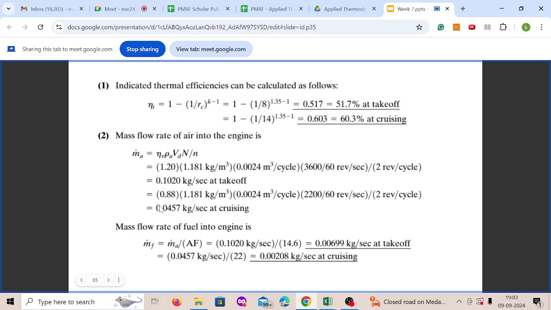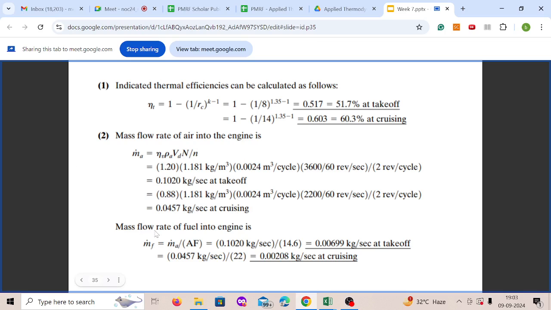And similarly we can calculate for cruising. The cruising volumetric efficiency is 88%, so 0.88 into density 1.181 into the displacement volume into speed, divided by 2. This comes out to be 0.0457 kg per second at cruising.